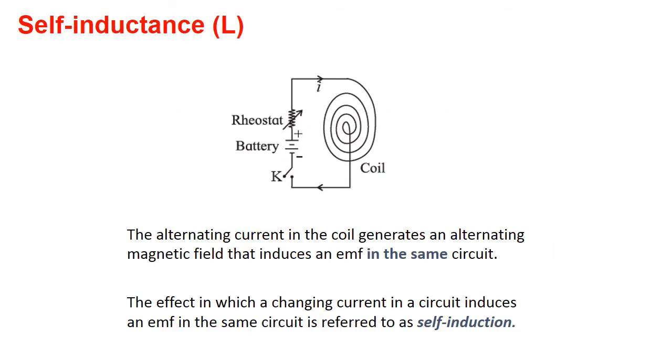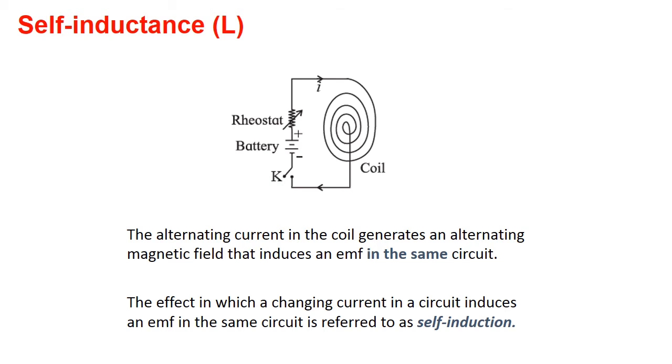Concept of self-induction. The figure shows a coil connected to a rheostat and a battery via a key. The key is like a tap key. That means we can make and break the circuit so as to produce changing currents. The changing current will act like an alternating current in the coil, and that will generate alternating magnetic fields and will produce an EMF in the same circuit.